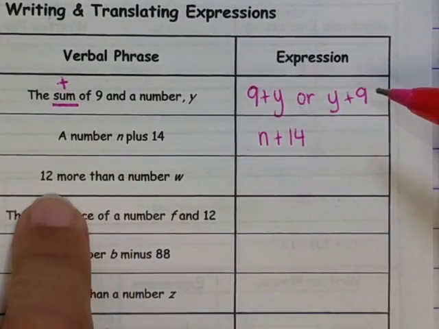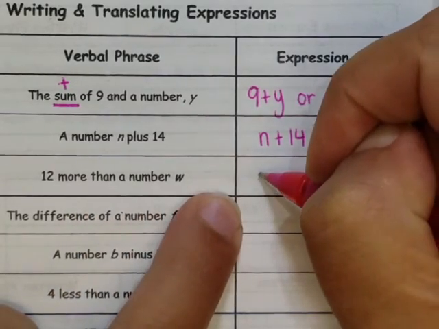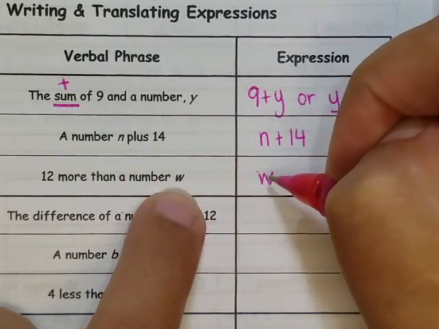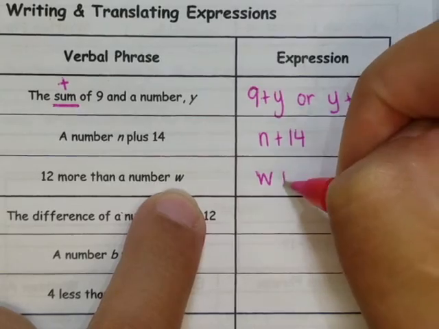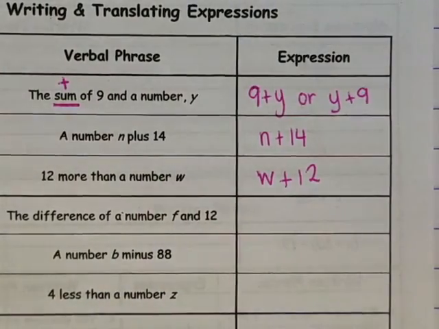And then the next one, 12 more than a number w. So I have 12 more than w. Typically, if I have more than w, w is my starting point, and then I'm going to add 12 to it. So that's how I like to write those for addition.